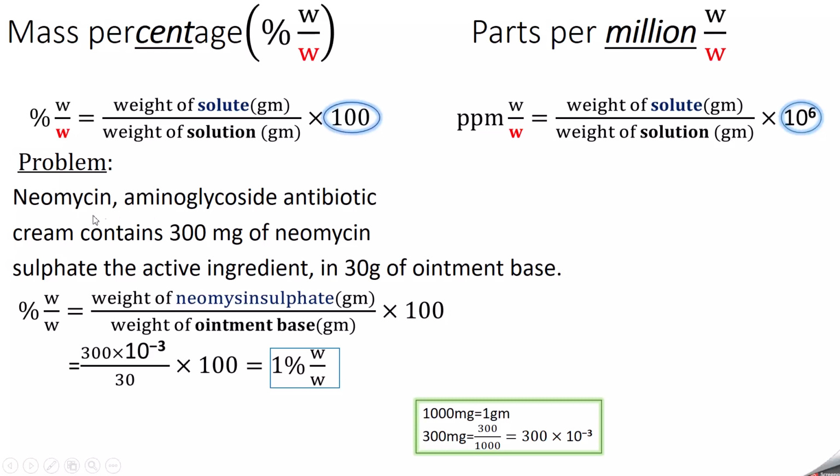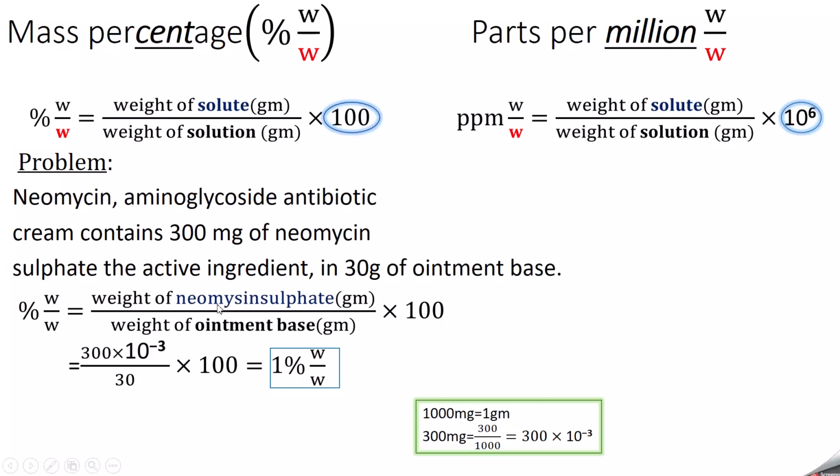So we have one problem. This is an example problem. Neomycin aminoglycoside antibiotic cream contains 300 milligram of neomycin sulfate, the active ingredient, in 30 gram of ointment base. So here the solute is neomycin sulfate, the solution is ointment base. So percentage weight by weight is equal to weight of solute, that is neomycin sulfate in gram, divided by the weight of the solution, that is ointment base in gram.